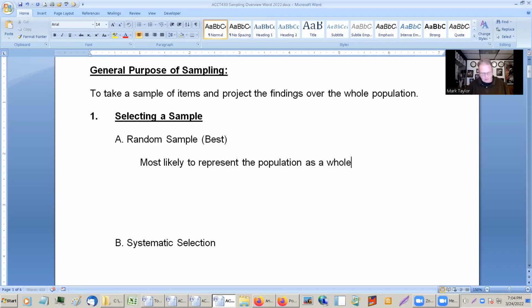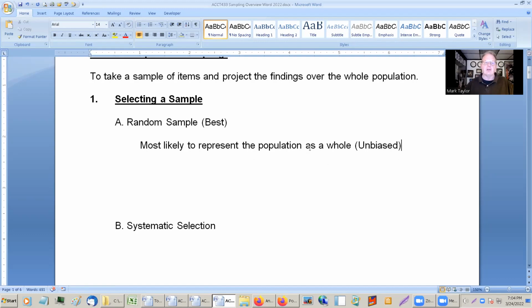Another way to say it is that it's unbiased. You'll hear that a lot too, that it doesn't show bias one way or the other. So random sample is the best, and if you can do it that way, do it that way. You can have a random number table. You could also have a computer generated one.